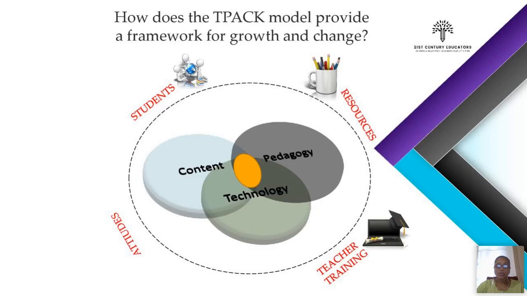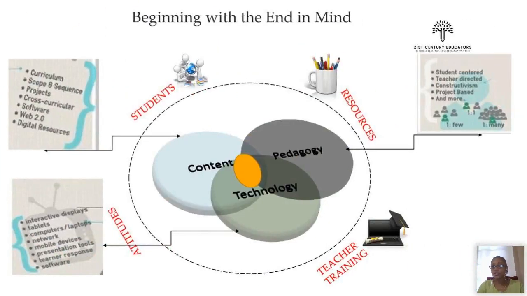And the context would determine what your content, pedagogy, and technology use would be. So everybody's context would be different, and that would define what your final outcome would look like. But you always start with your content, which is your what you are going to deliver. Then you go to what is the best way to deliver this, so my how. And then the technology would be what would be the best tool to get to this point.